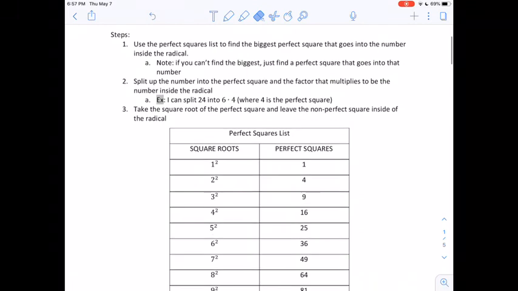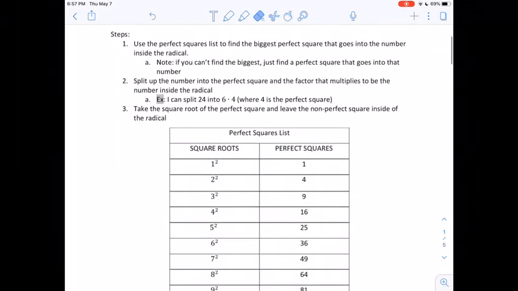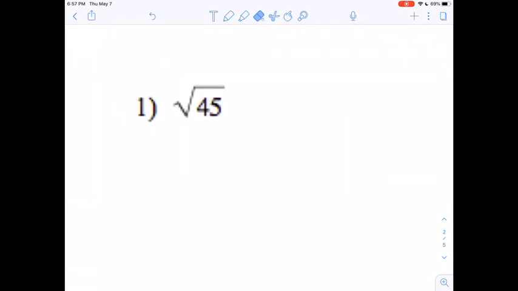Okay, and I listed out the steps for you, and I'm going to explain these steps as I go through the examples. So, example 1, I have something like the square root of 45. This could actually be broken down into something smaller. What that means is there's a number inside of 45 that is a perfect square. There's a number in there that I could take the square root of.